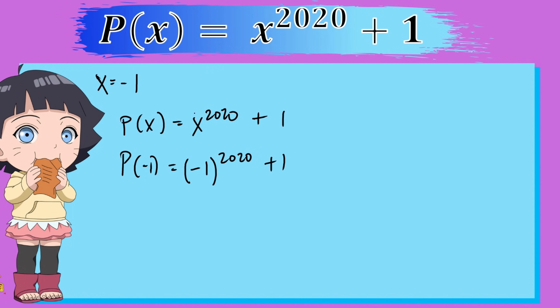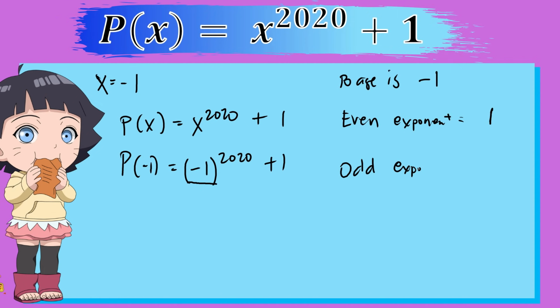Ito na lang yung clue, grade 10. Kapag ang base natin is negative 1, again, when the base is negative 1, ang titingnan nyo na lang po is kung even or odd ba yung exponent. Kapag even ang exponent, automatic na po na ang answer ay positive 1. Kapag odd number ang exponent, ang sagot po dyan ay yung negative 1 naman.